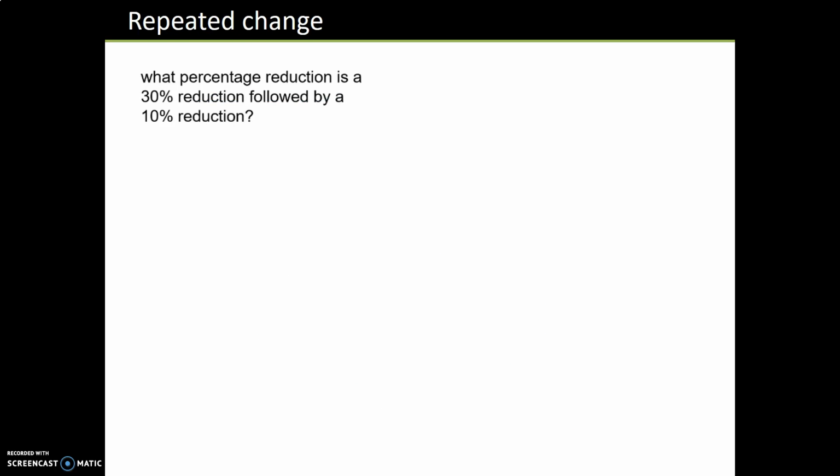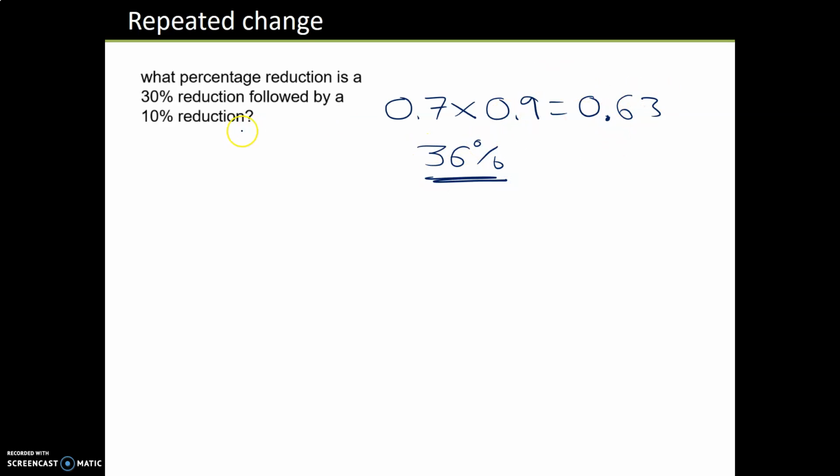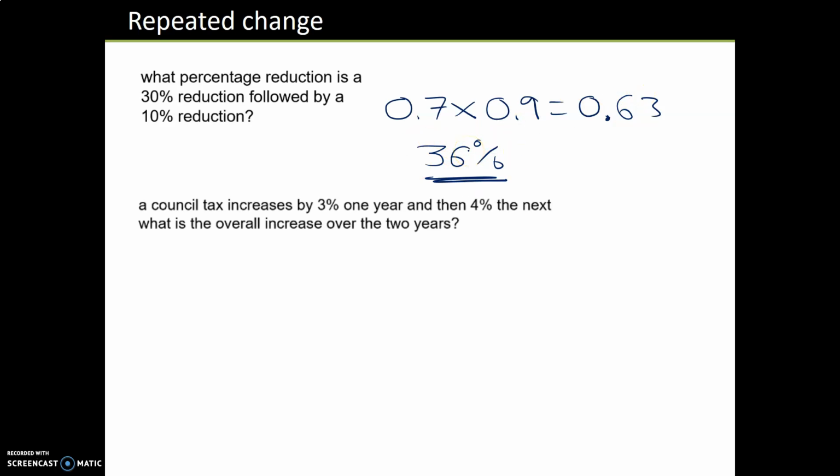This is what happens when you get more than one change, so just to recap that. What percentage reduction or decrease, same thing, is a 30% reduction followed by a 10% reduction. So a 30% reduction is 0.7 multiplied by a 10% reduction, which is 0.9. So that should be 0.63. So the reduction here is going to be a 36% reduction. So clearly not a 40% one, because you're left with 63%, so I've gone down by 36% from 100.